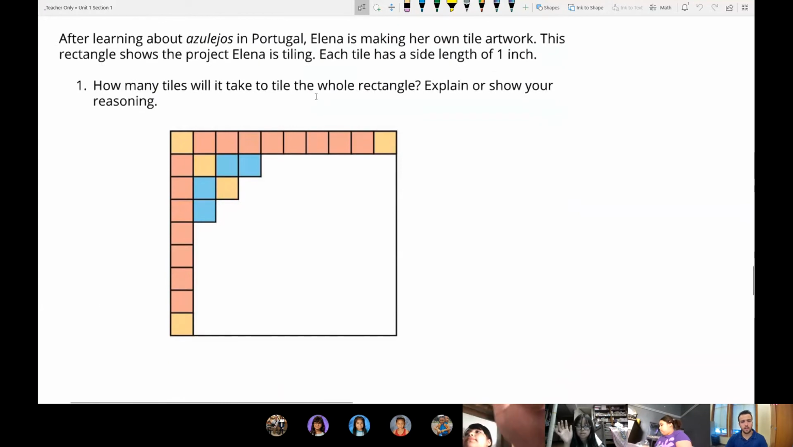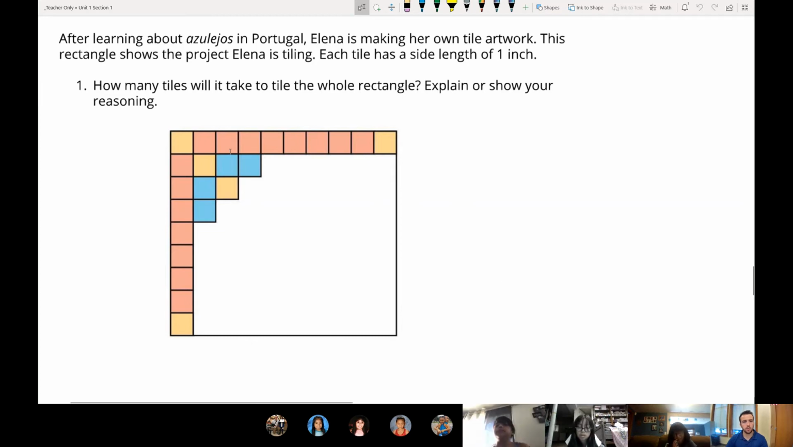So in this next activity, there's a girl named Elena. After learning about azulejos, Elena is making her own tile artwork. This rectangle shows the project Elena is tiling. Each tile has a side length of 1 inch. How many tiles will it take to tile the whole rectangle? Explain or show your reasoning.